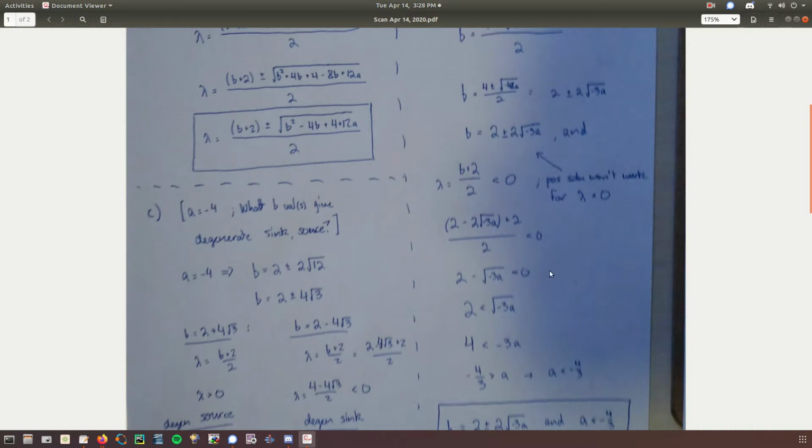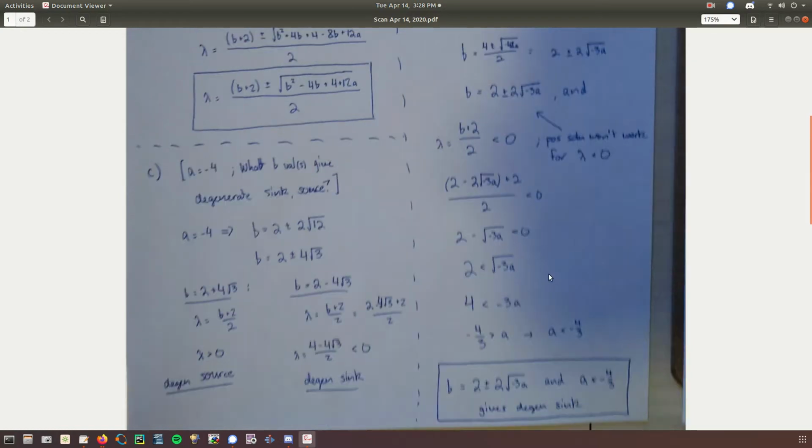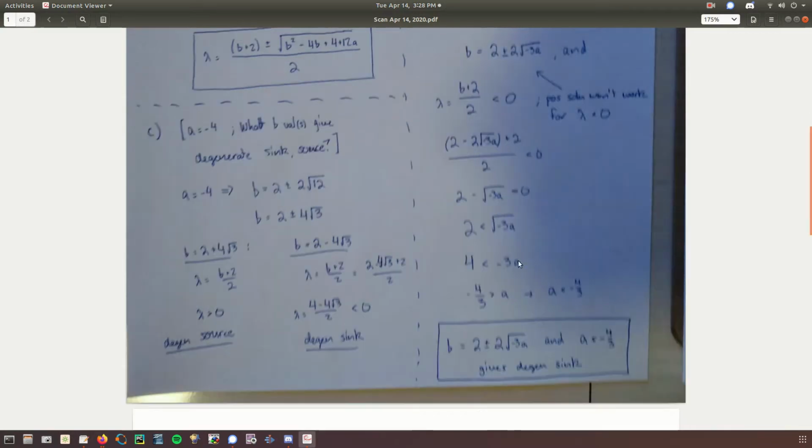For what values of a are we less than 0? So just doing a little bit of solving here. Multiply the 2 away, add our square root term to the other side over here, square both sides, and divide by negative 3, being sure to flip my inequality when I do that. And here I'm finding that a needs to be less than negative 4/3, as well as having this relationship between b and a. So this relationship between b and a guarantees that we're degenerate. I said that backwards. This relationship between b and a guarantees that we are a degenerate sink or source. To guarantee that it's going to be a sink, we need to make sure that our a value is less than negative 4/3.